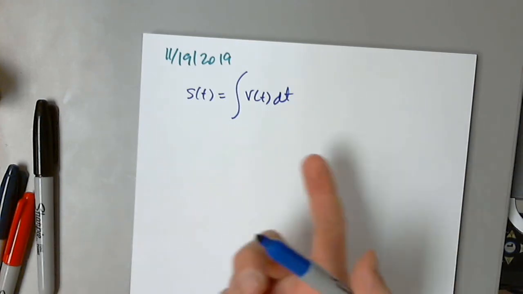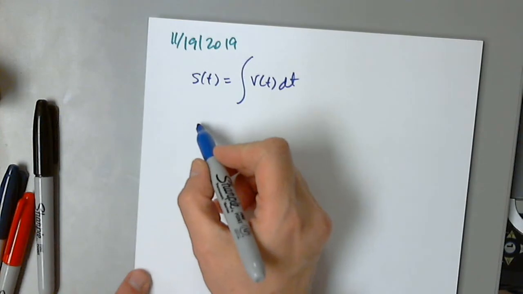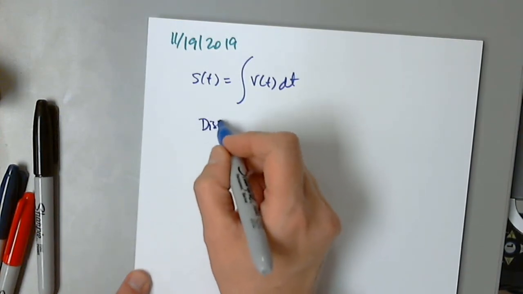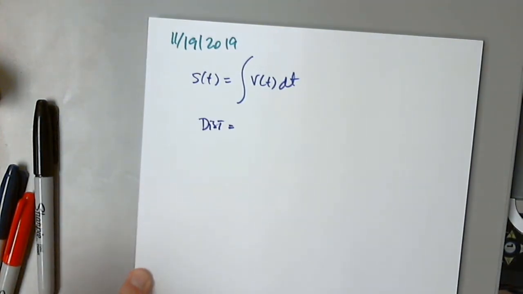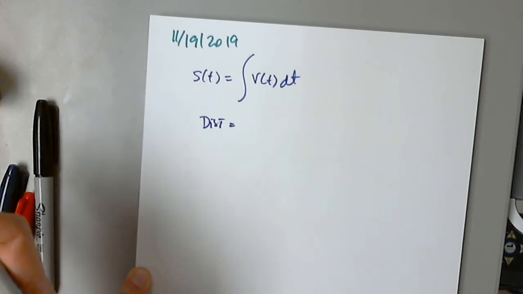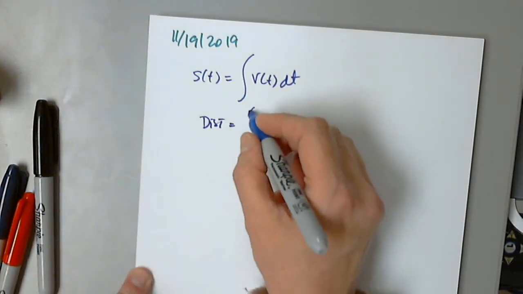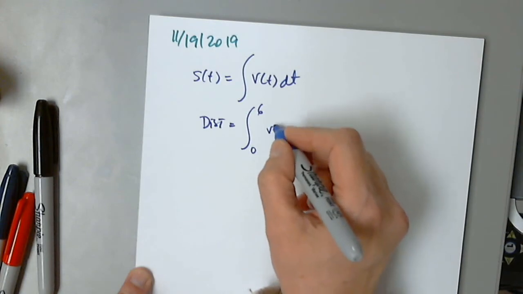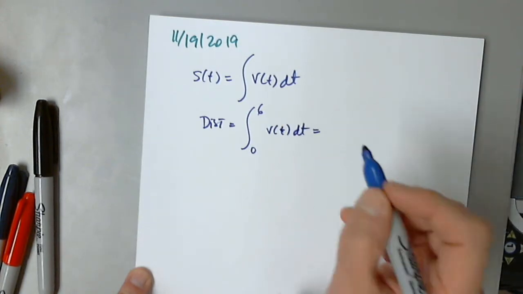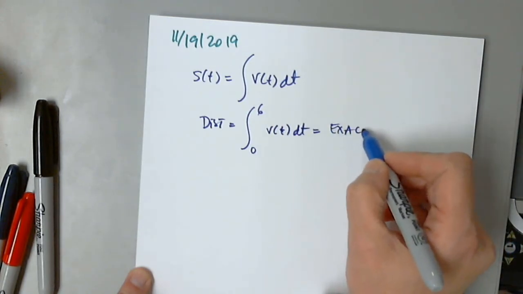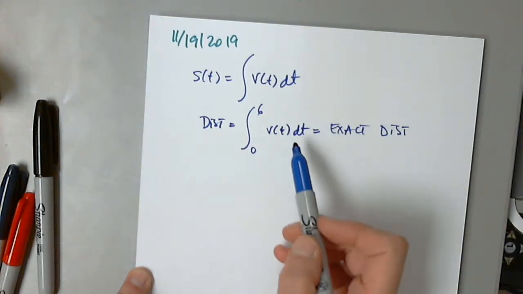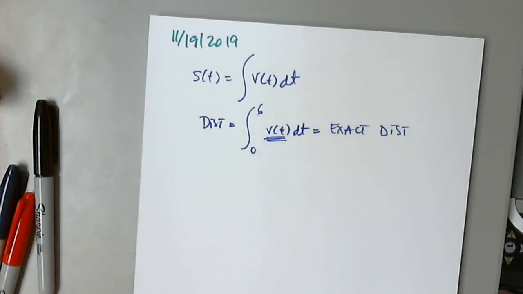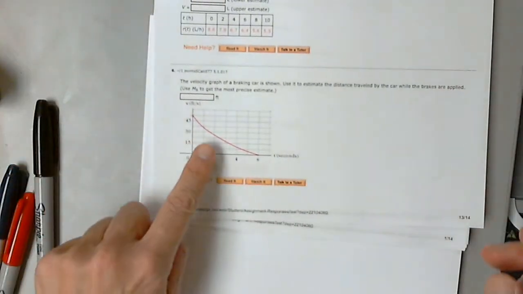Now, I don't have the function. If I want to determine just the distance covered by the car while braking from 50 miles an hour to 0, then I will say the integral from 0 to 6 of v of t dt. And this will give us the exact distance. But the function is not given to us. We only have its graph. So from this graph, how will I determine the distance covered?